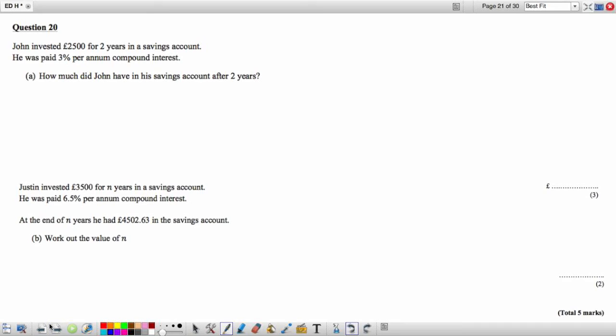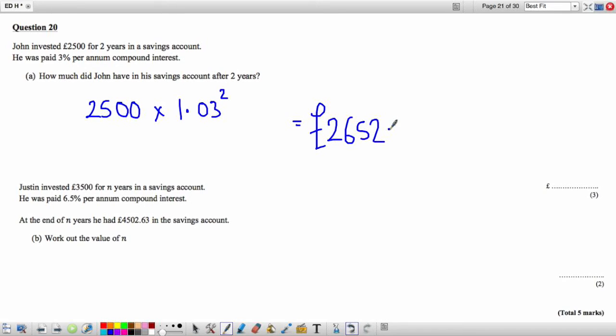Question number 20. John invested £2,500 for 2 years in a savings account. He was paid 3% per annum compound interest. How much did John have in his savings account after 2 years? We take the value of his investment, 2,500, we multiply by a percentage increase of 3%, and our multiplier, which is 1.03, to the power 2, because for 2 years. This gives us our total at the end, which is 2652.25.